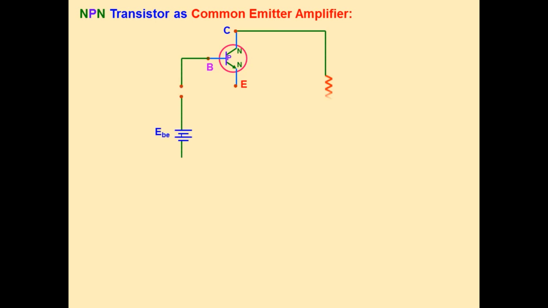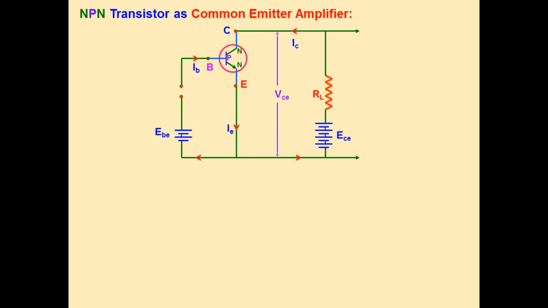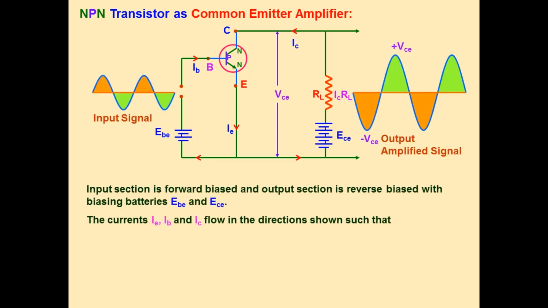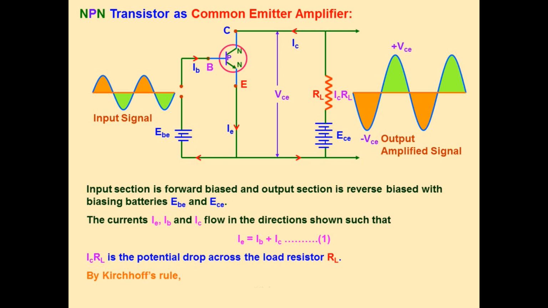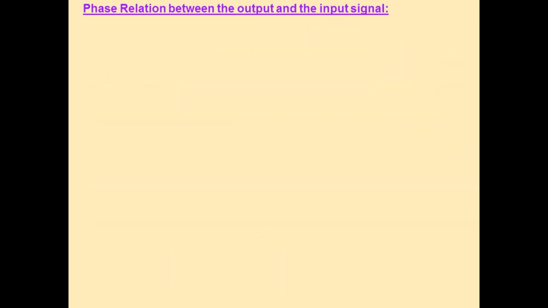Next, NPN transistor as common emitter amplifier. Consider NPN transistor, and emitter is common to both input and output. According to Kirchhoff's second law, VCE equal to ECE minus IC into RL. This is according to Kirchhoff's second law.